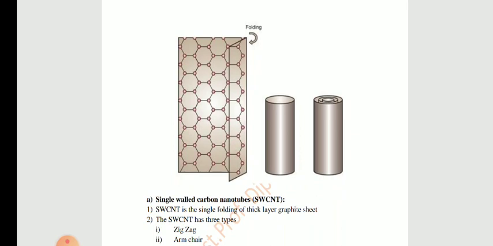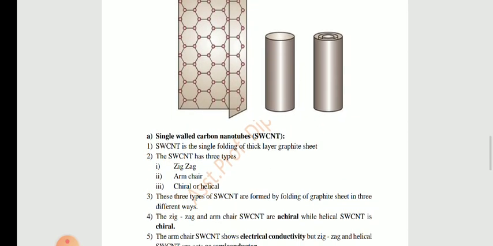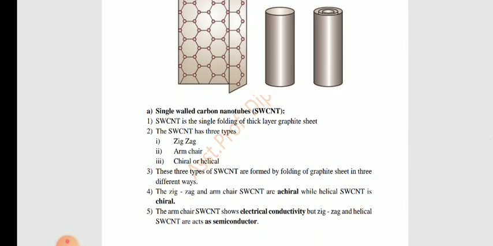The middle diagram indicates the single wall and the last diagram indicates the multi-wall CNTs. So what do single wall carbon nanotubes mean? A single wall CNT is a single folding of a thick layer graphite sheet. And there are three types of single wall CNT. The first one is zigzag, second armchair, and the last chiral or helical. So these are the types of single wall CNTs, which are formed by folding of a graphite sheet in three different ways.